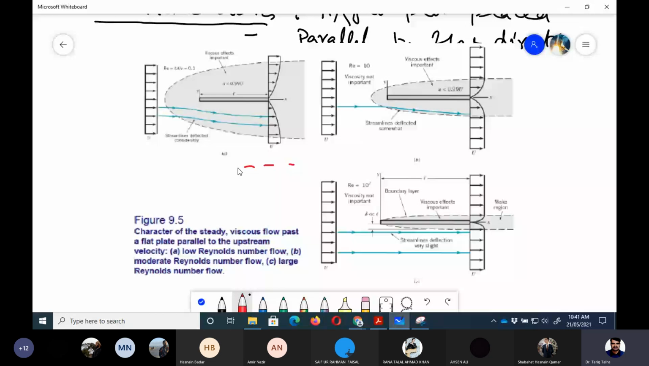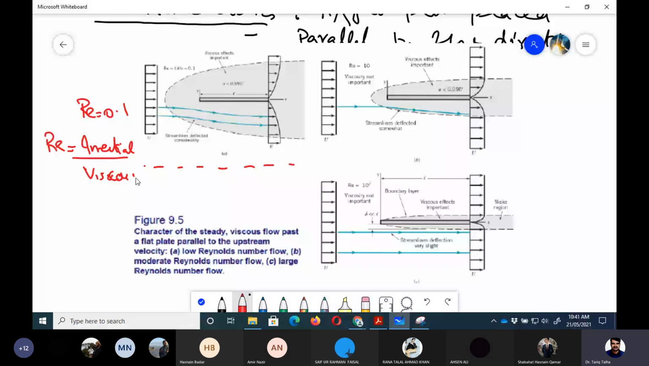Here the Reynolds number is 0.1. Reynolds number, we know, is the ratio of inertial forces divided by viscous force.